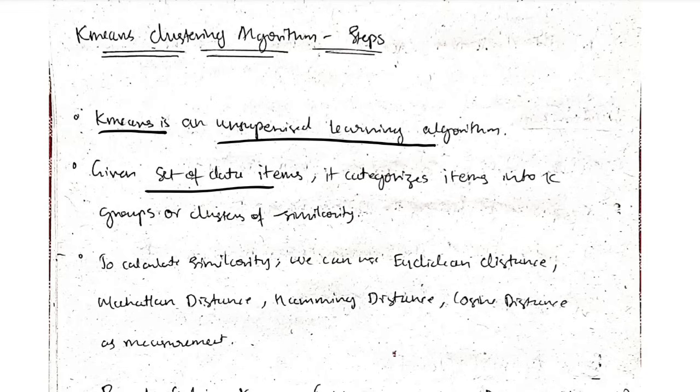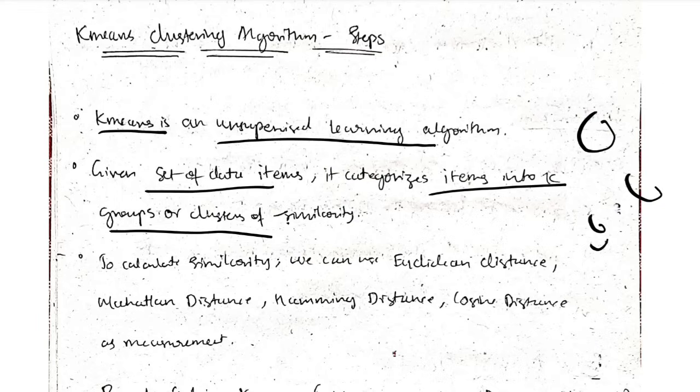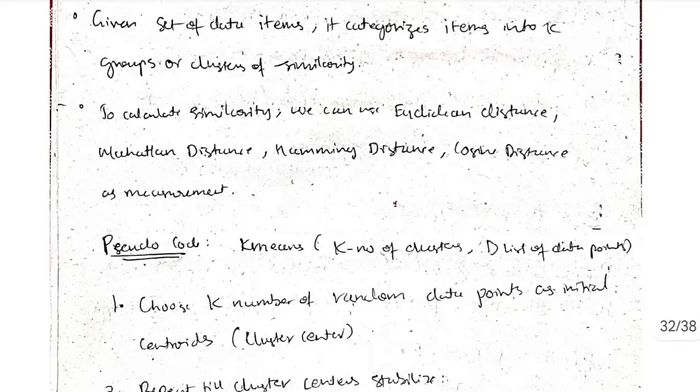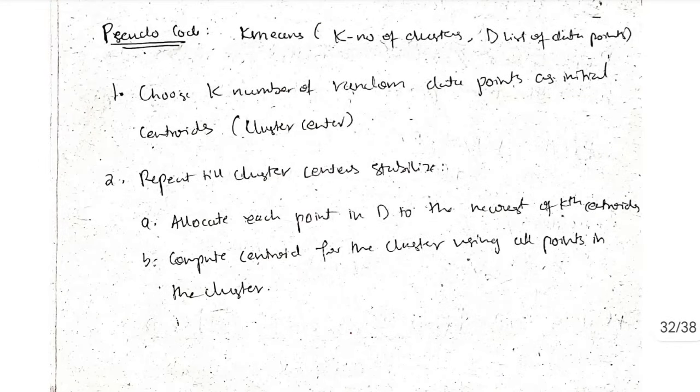In this, a set of data items are given. Many data items are given. It categorizes the items into k groups or clusters of similarity. So these data items are classified into different groups. How do we do that? By using Euclidean distance, Manhattan distance, Hamming distance, or cosine distance. And what is the pseudocode for it?